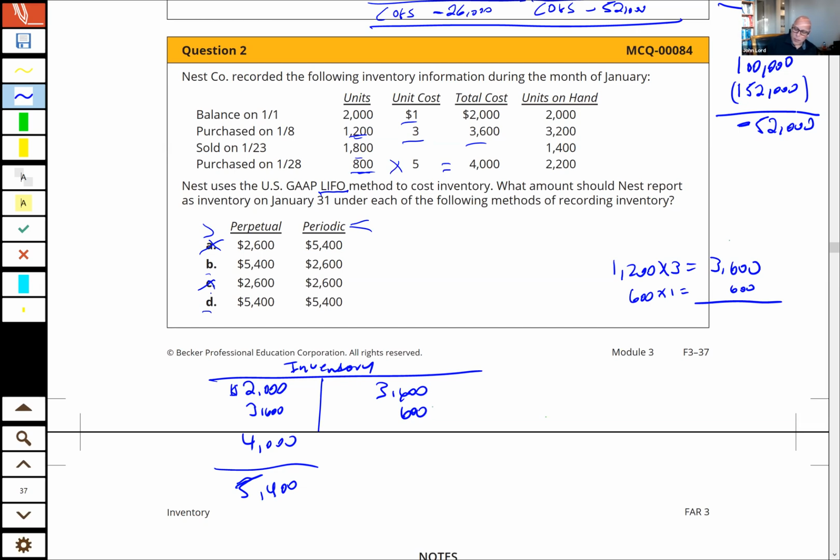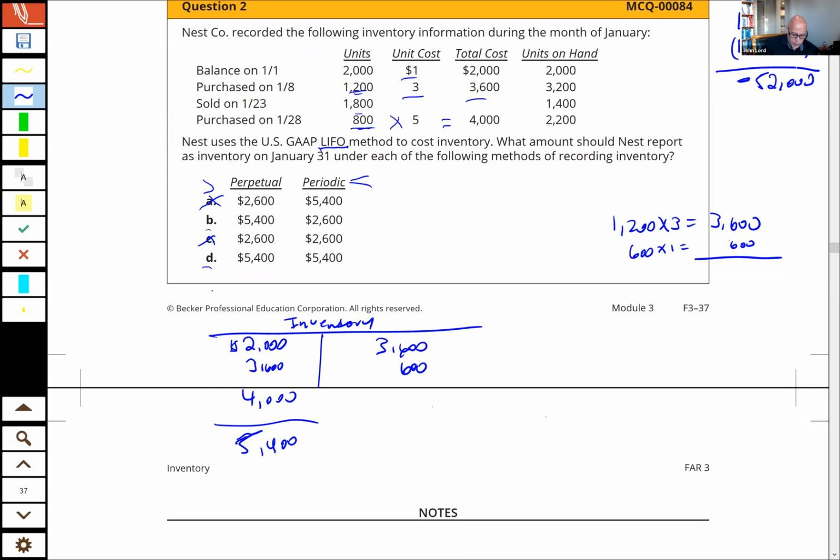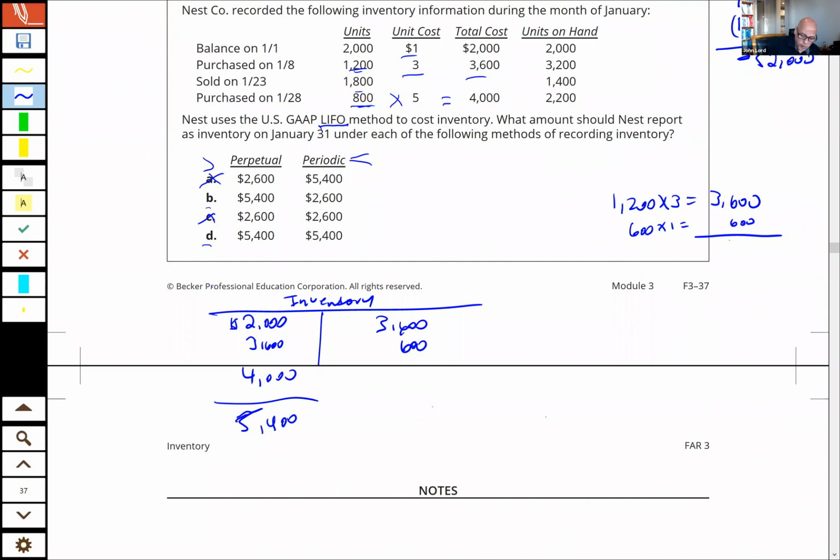Okay, now I'm going to go with periodic. And when I see periodic, that's beginning inventory plus my purchases minus my ending inventory, which is the answer they're looking for, right? That's my unknown that I have to figure out, and it's going to give me cost of goods sold. So I know that the beginning inventory is $2,000. I know that they had purchases, and they had purchases of what?